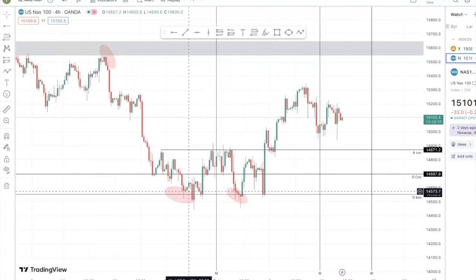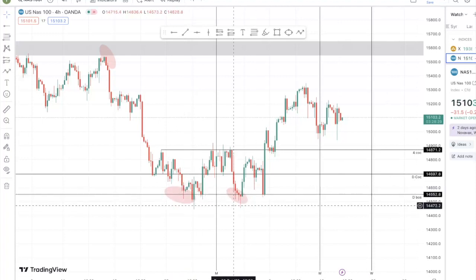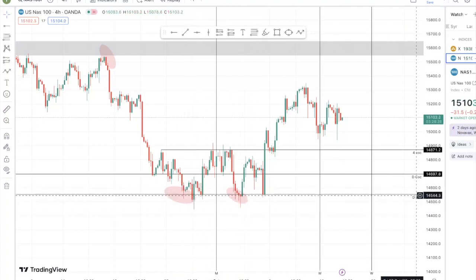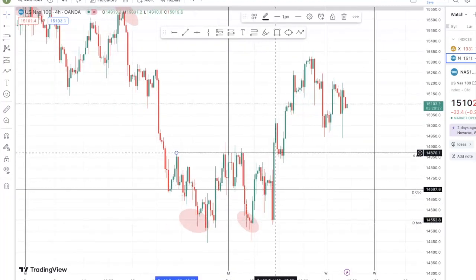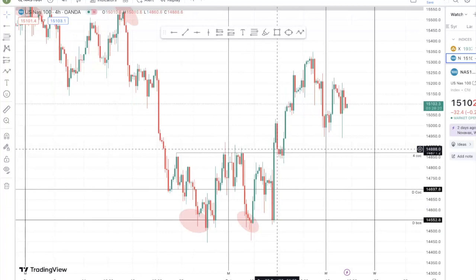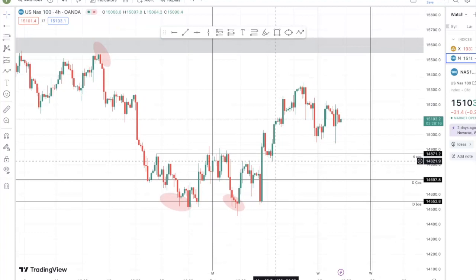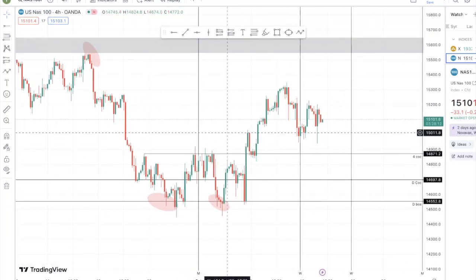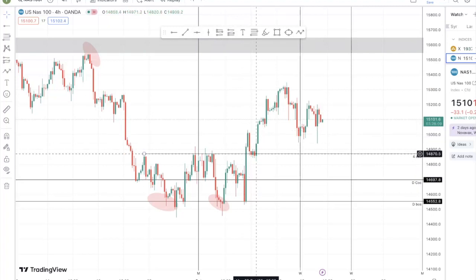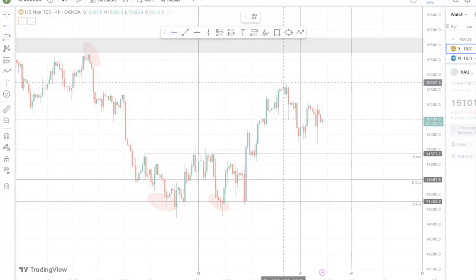And so once we saw reactions on this daily break of structure zone, which is circled in red, we can look for our shifts. So once we got to right here, this is our signal that price is shifting to the upside, right? So now our new market structure is a higher high, higher low, higher high. So this is our new high.